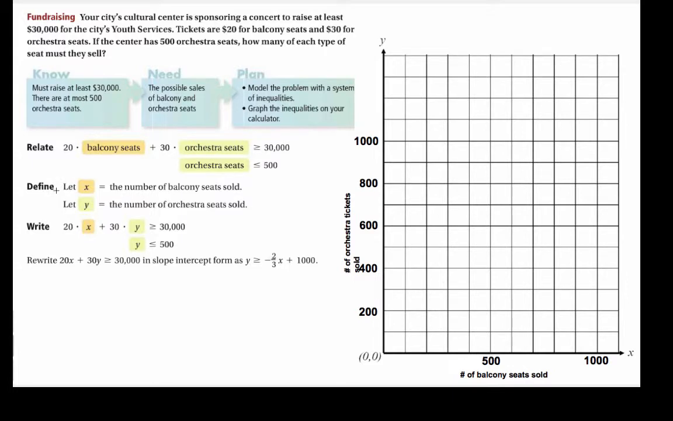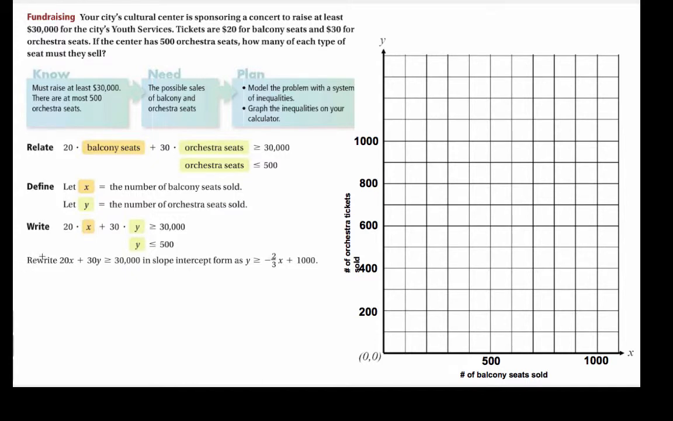So let's let x equal the number of balcony seats sold, and let's let y equal the number of orchestra seats sold. So based on the verbal relationship that we talked about up here, we know that 20 times x plus 30 times y has to be greater than or equal to 30,000. And the other inequality is that y is less than or equal to 500. Okay? So we're going to graph these.